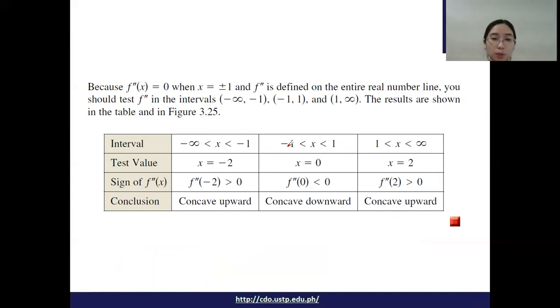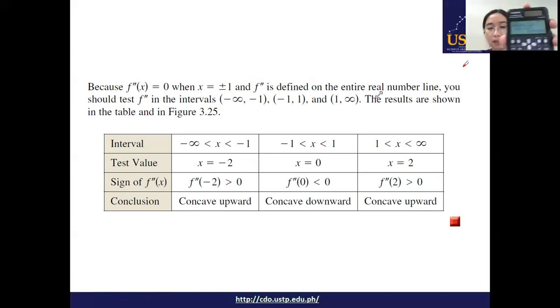So therefore, the conclusion is concave upward. Okay? So next test value is 0. So we're going to substitute the values of x with 0. So the answer is negative 1.333. So therefore, it is less than 0. Now our conclusion is concave downward.